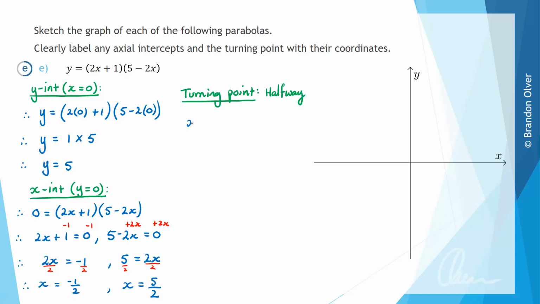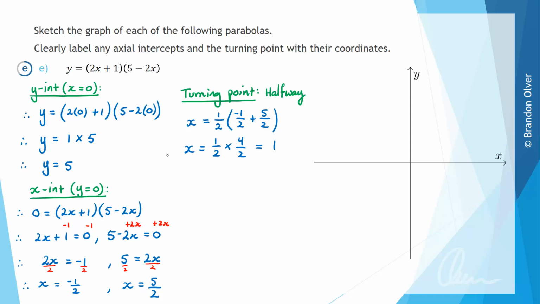And to show where that comes from, we can have x is the average of negative a half plus positive 5 on 2. So that will give us x is equal to a half times, and this is going to be the same as 4 on 2. And then a half times 4 on 2 is the same as 4 on 4. So that gives us 1.